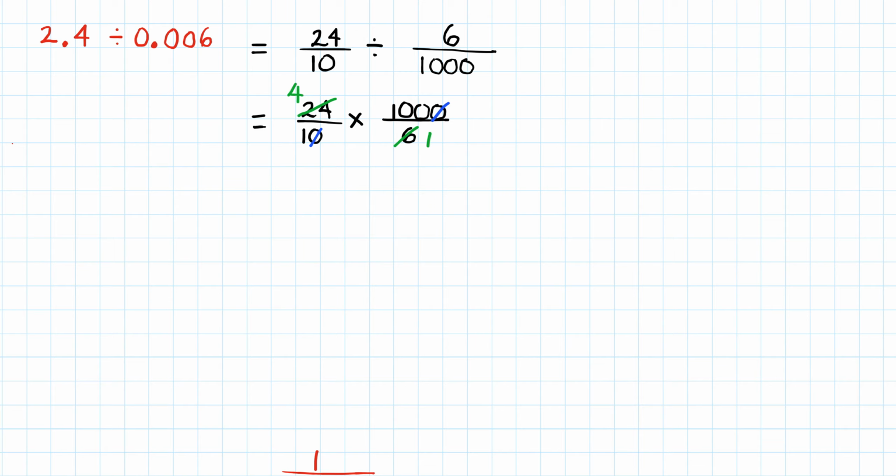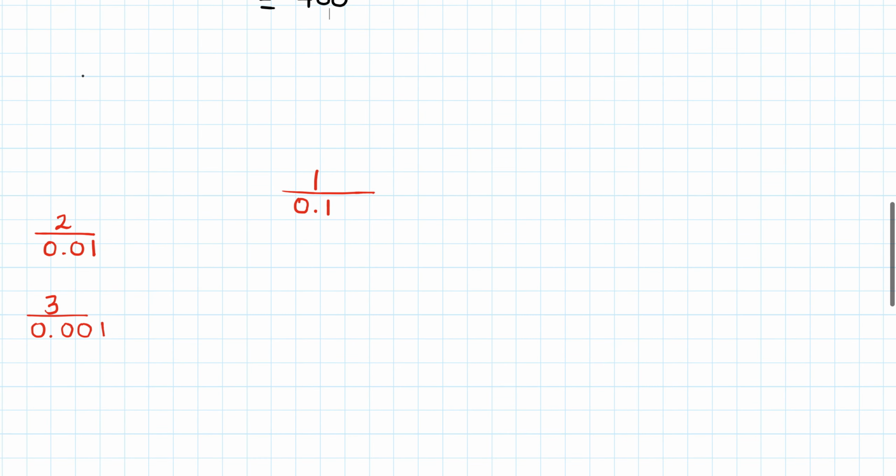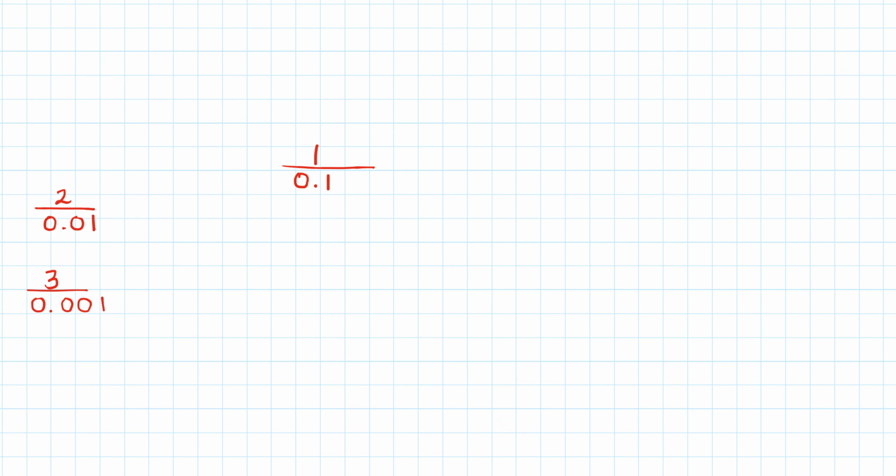Wonderful. So what do I have left? I have a 4 times 100 over 1. So this is going to be equal to 400. Wonderful. So that's the answer for this one. Okay, wonderful. Let's do these 3 here that I have in order.